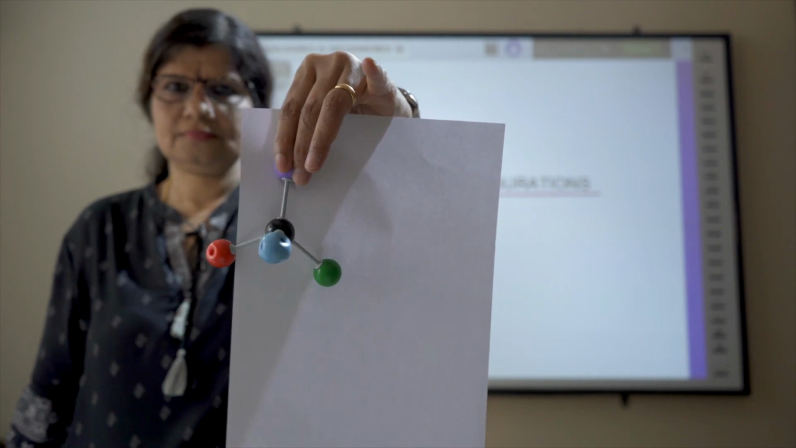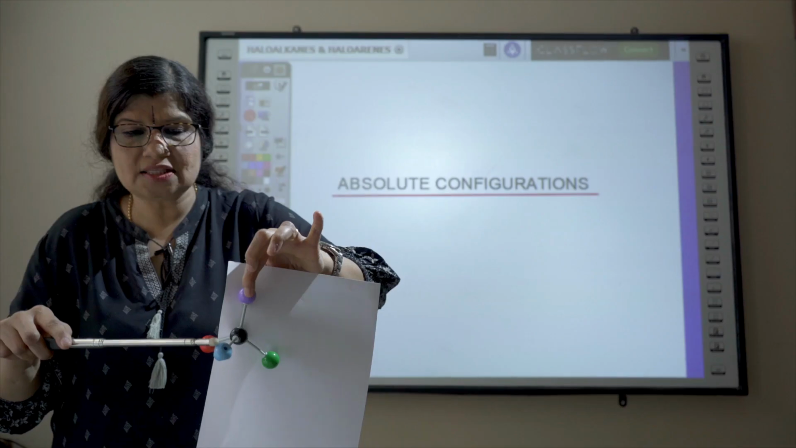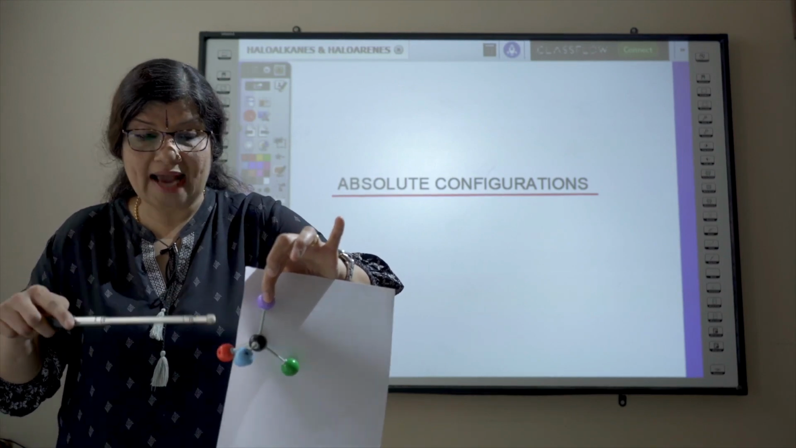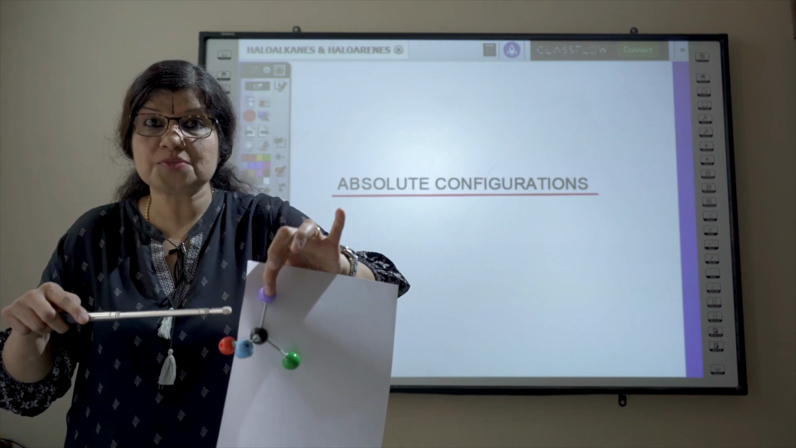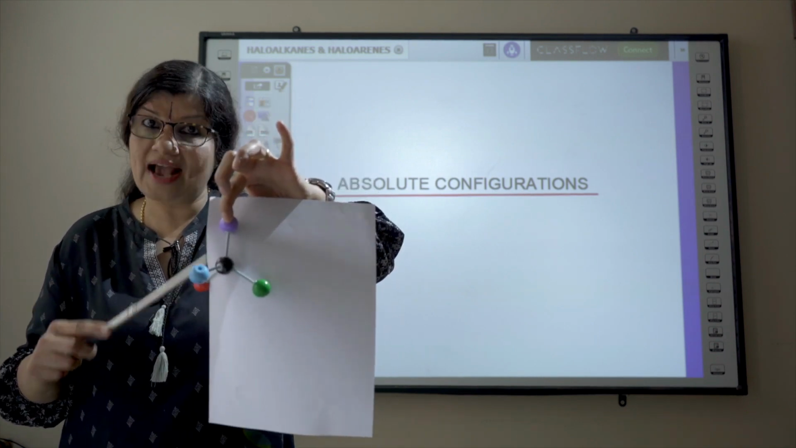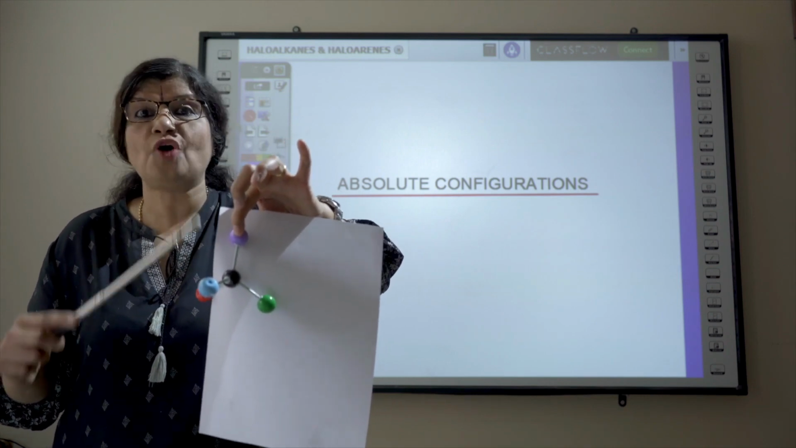So purple and green are in the same plane as the two-dimensional surface, whereas the blue one is the wedge which is projected in front of the paper, and the orange is the dash which is projected behind the paper. So we call this representation the wedge dash formula or perspective formula.